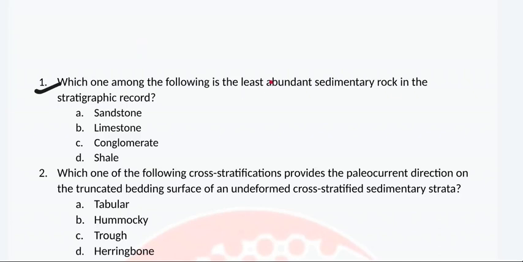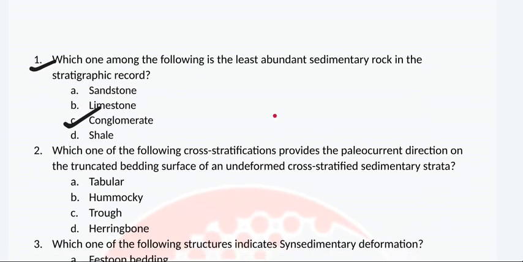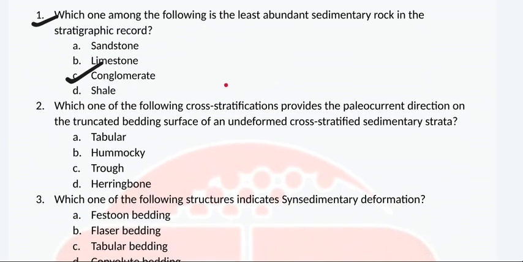Which one among the following is the least abundant sedimentary rock in the stratigraphic record? It is the conglomerate. Conglomerate is the least abundant rock. Sandstone, limestone, shale, those are more abundant. So from these four options, conglomerate will be the least.